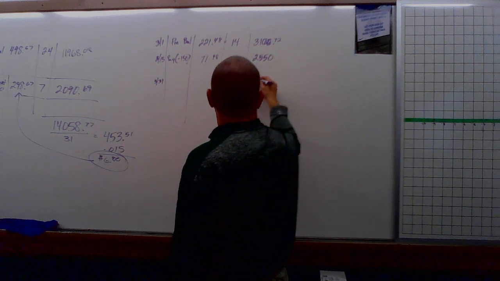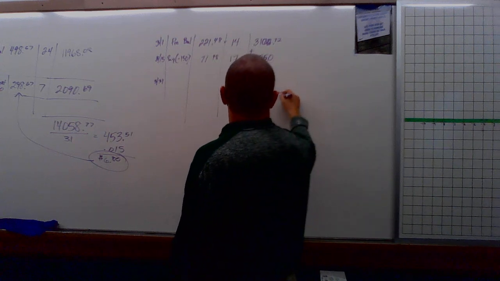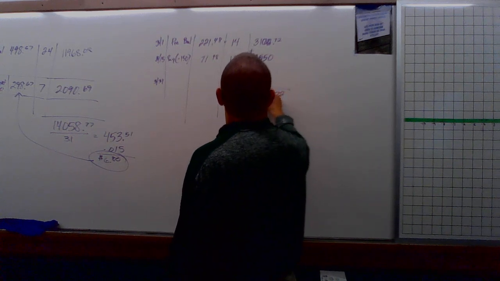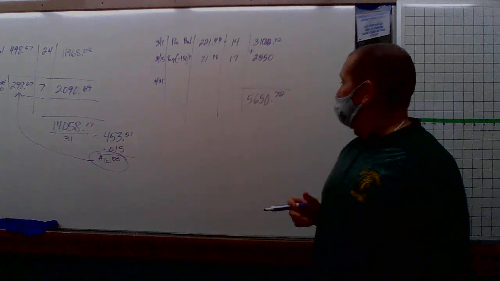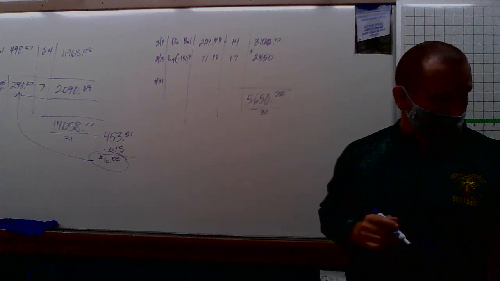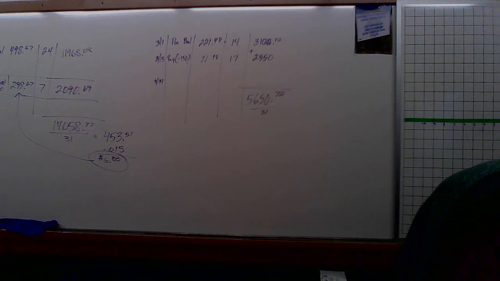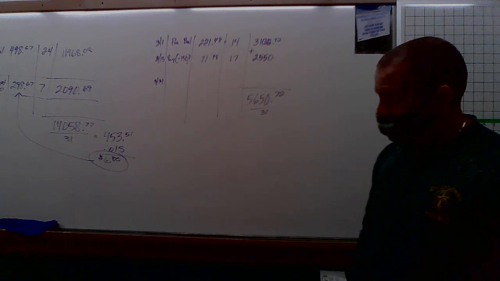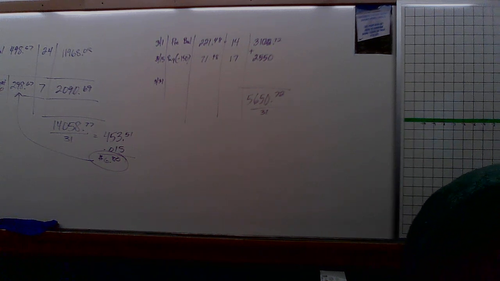Straight up. Add these two together. And then you gotta divide that by 31. Okay, daily periodic rate. And then 182.28 is what I got at that division.